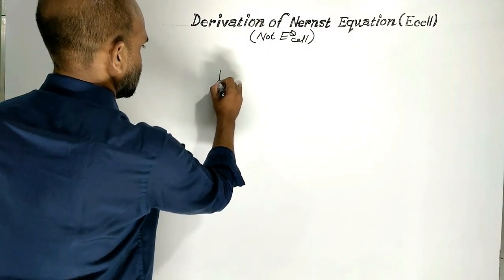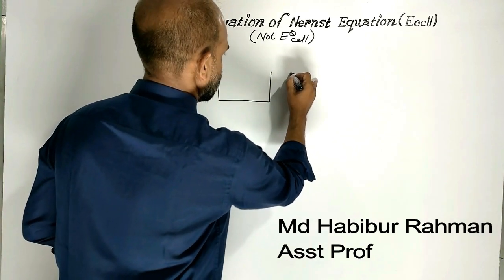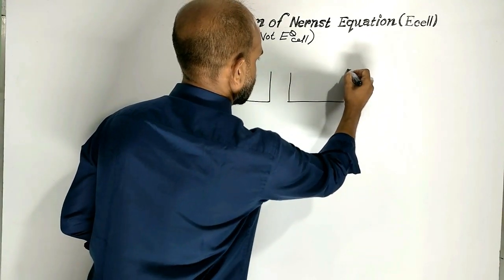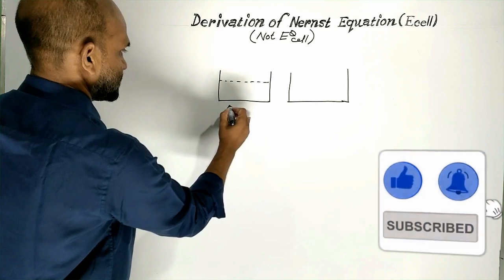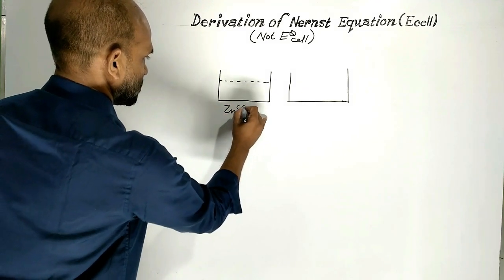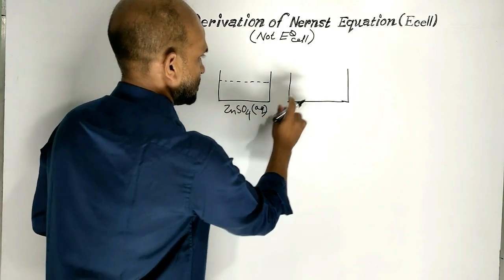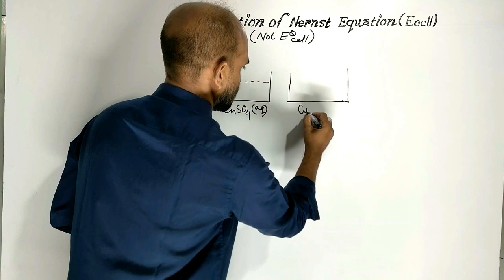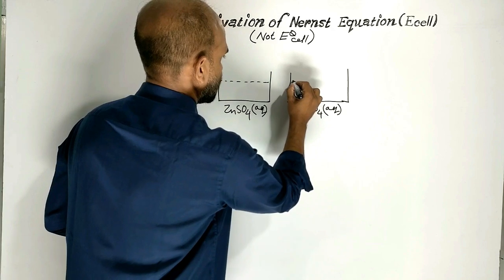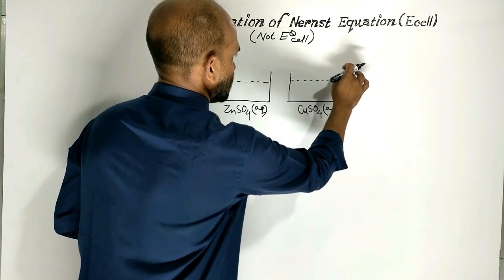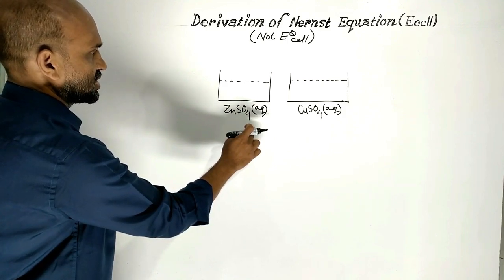First of all, let us draw a galvanic cell. Here, in the first compartment, a solution of zinc sulfate has been taken, and in the second compartment, a solution of copper sulfate has been taken. This kind of galvanic cell is actually the Daniell cell. The Daniell cell is an example of a galvanic cell.